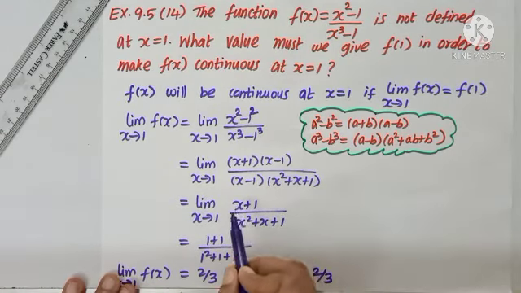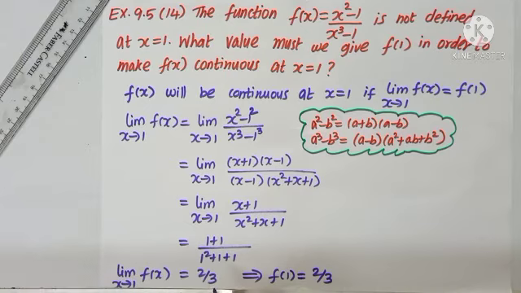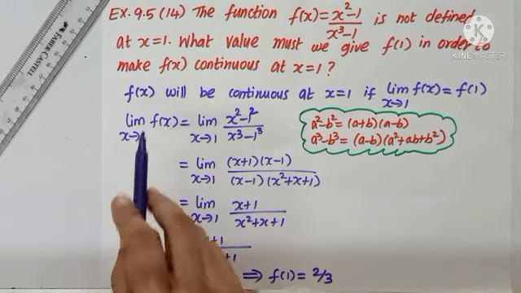Substitute 1, I get 1 plus 1. Denominator 1 square plus 1 plus 1. 1 plus 1 gives rise to 2, and denominator 1 plus 1 plus 1 is 3. So the limit value is 2 by 3. That tells us the function value is also 2 by 3 because f is continuous.